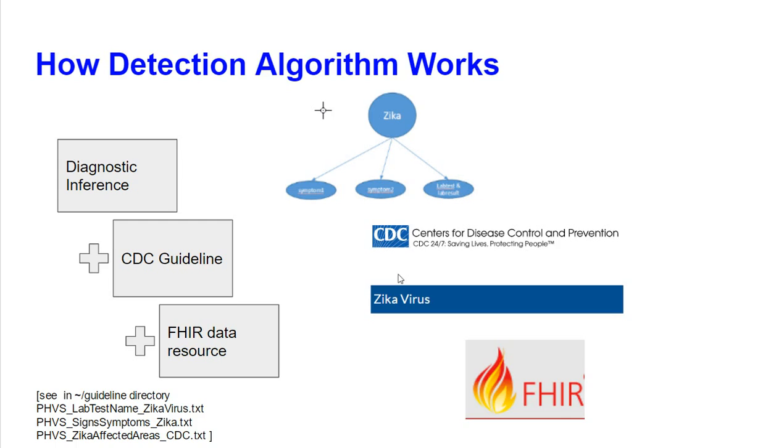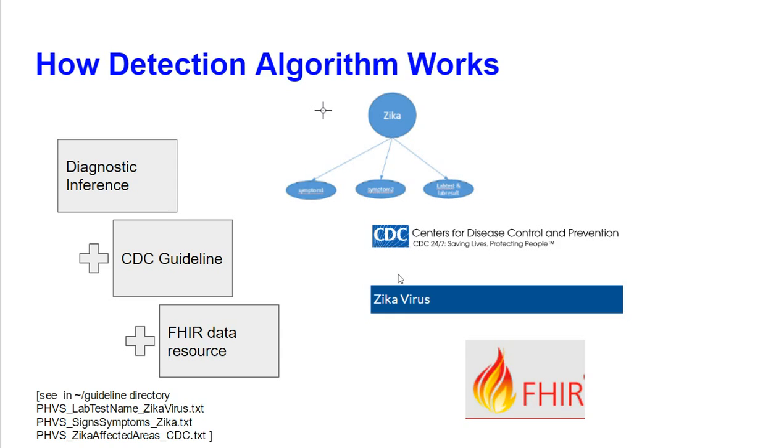We're also given information from the CDC website that contains multiple value set dictionaries for Zika related symptoms, lab tests, lab result code, and travel area code. These detection values form the basis of our rules. Then from these dictionaries and from our knowledge of FHIR data resources, we came up with a guideline format that combined CDC guidelines, FHIR, and medical diagnostic inference.